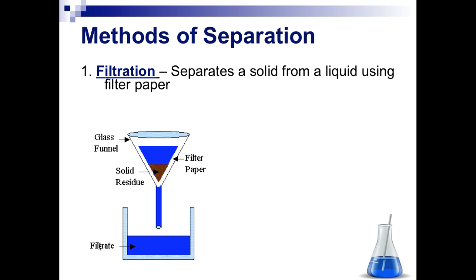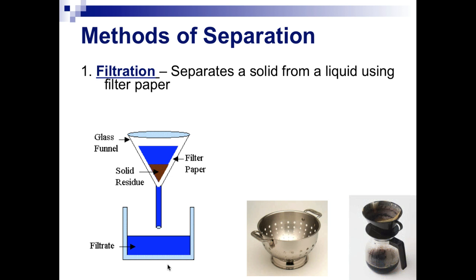This is what you do when you want to separate a solid from a liquid using filter paper. So this would be, for example, if you had sand and salt and water together, this would be perfect. You put a filter paper in a funnel. The sand would be caught up in the filter paper, and all of the liquid, the water, would be able to filter through. Colanders, when you make pasta or when you make coffee, are good examples of using just filtration.